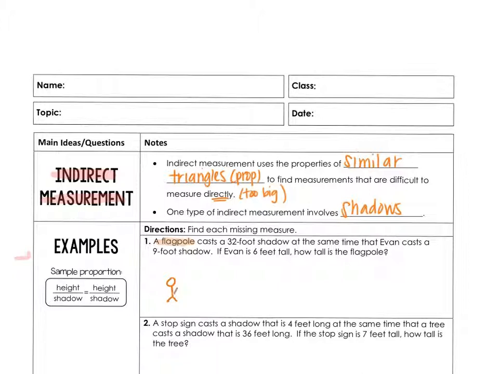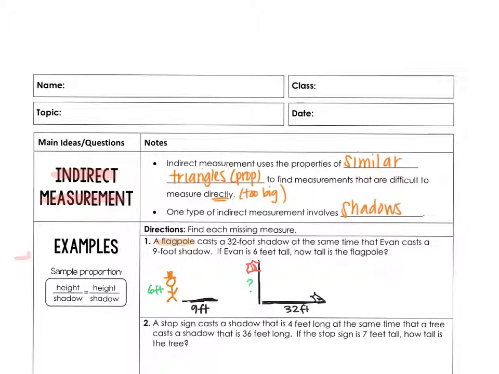Here's Evan, and he's wearing a hat. Evan is casting a shadow, and Evan's shadow is 9 feet. Then we have a flagpole, and here's the flag. Okay, I'm not an artist. And that flagpole is casting a shadow, and the shadow of that flagpole is 32 feet. Now, Evan is 6 feet tall, and we want to find how tall the flagpole is.